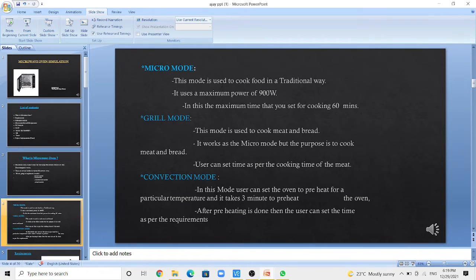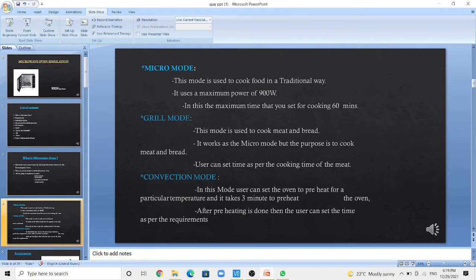In general, we use a microwave oven to heat the food or to cook the food. It uses a maximum power of 900 watts. In this mode we can also set the timing. The maximum time that can be set for cooking is 60 minutes.